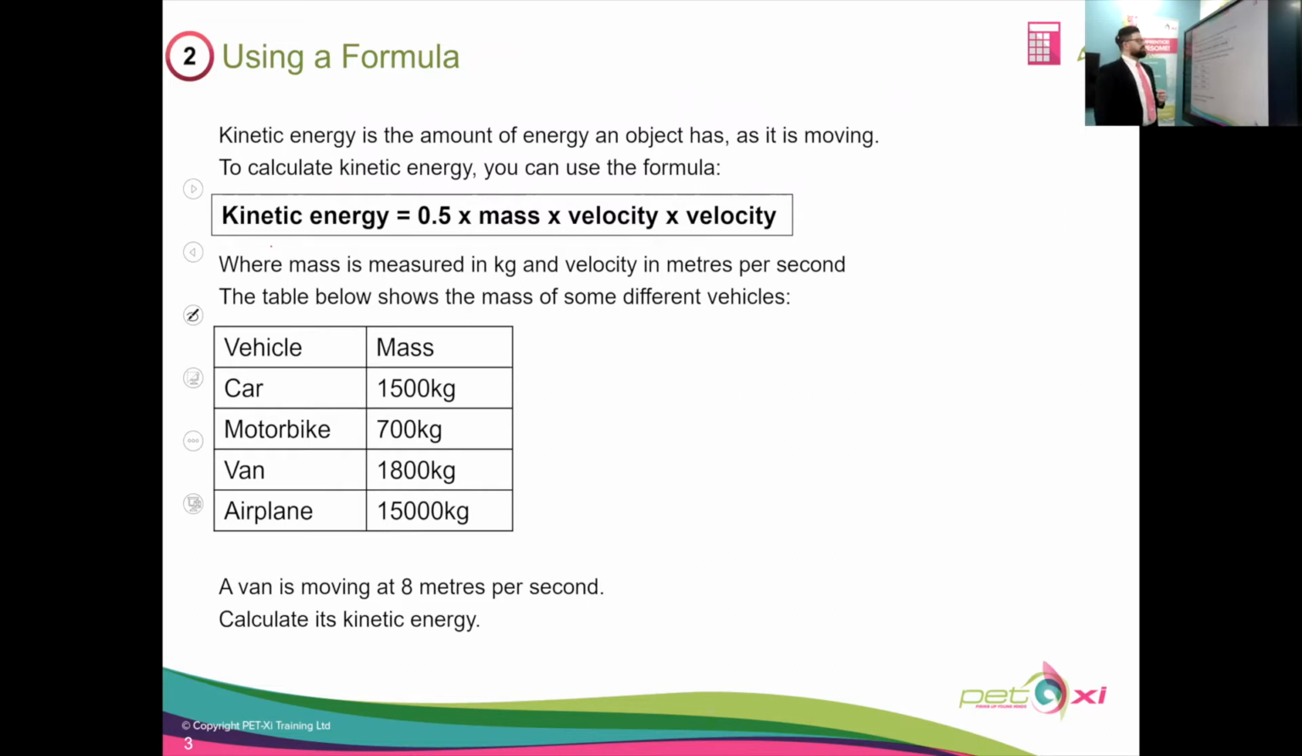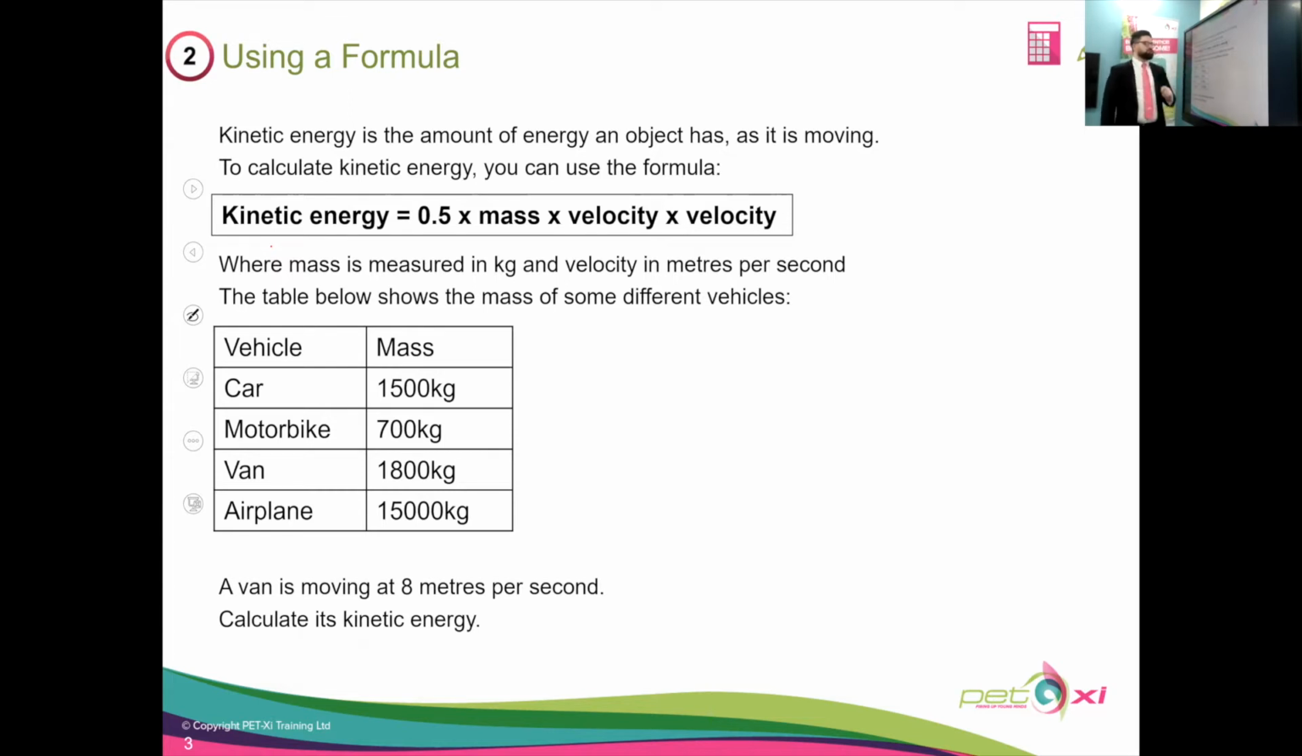Kinetic energy is the amount of energy an object has as it is moving. To calculate kinetic energy, you can use the following formula. So we've got the formula there of how to actually calculate kinetic energy. So kinetic energy is 0.5 times mass times velocity times velocity, where mass is measured in kilograms and velocity is measured in meters per second.